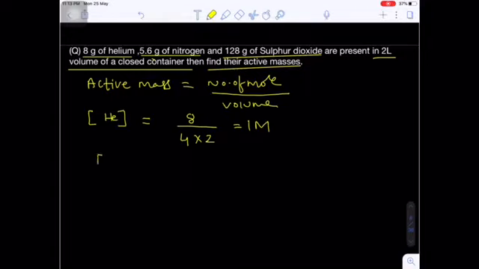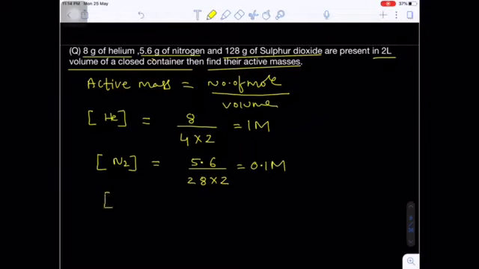Now come to the second gas, dinitrogen. Okay, active mass of nitrogen is equal to, what is the weight of the nitrogen given to you? 5.6 grams. Do you know what is the molar mass of dinitrogen? 28, divided by, what is the volume of the container? 2 liters. So 5.6 by 56, the answer will be 0.1 moles per liter.